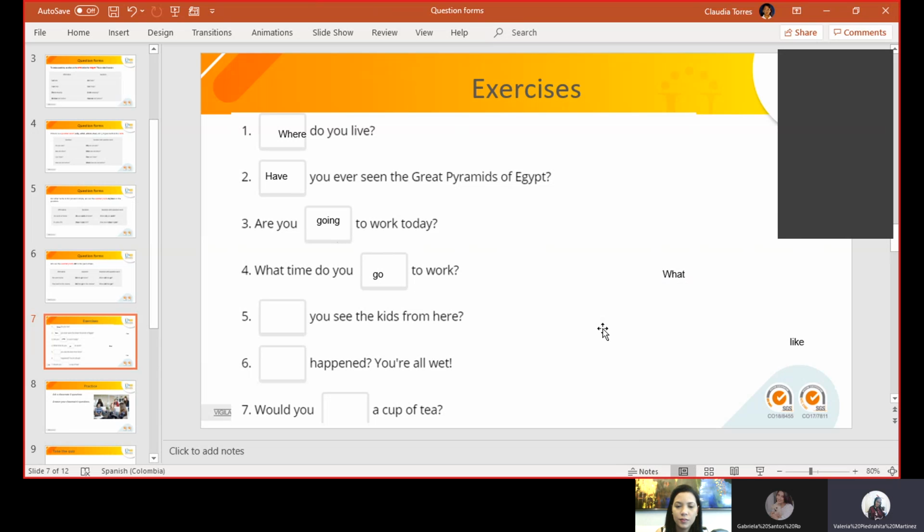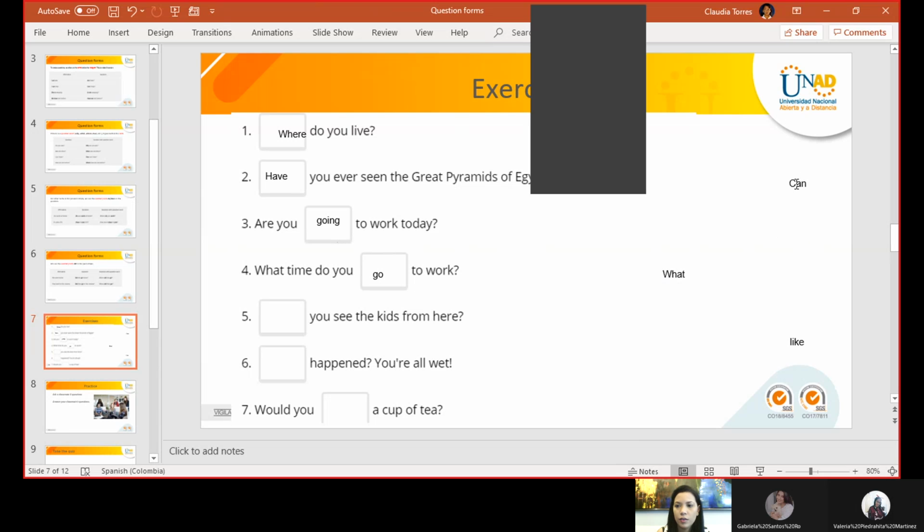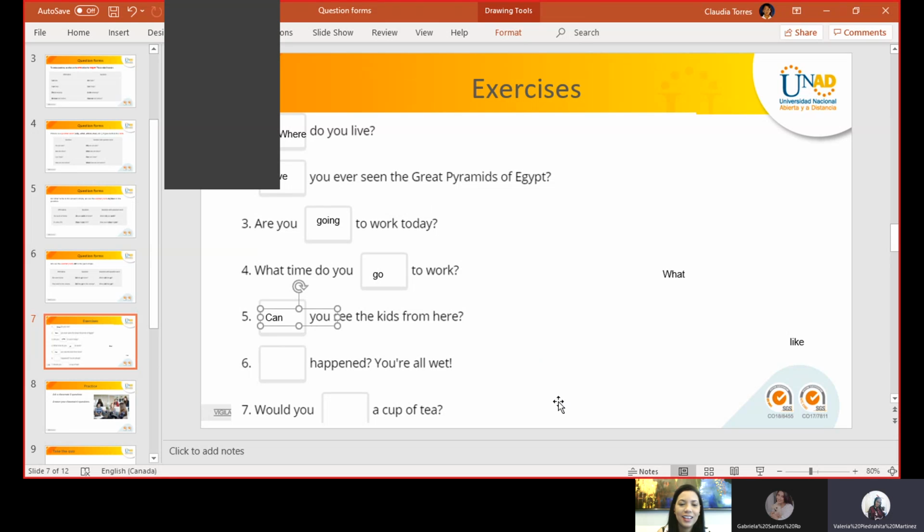You see the kids from here? Okay, so now I could. Es que no lo había visto. Oh, sorry. It was hidden. Yeah. So can you see the kids from here? Yeah. Okay, Gabriela, number 6, and Valeria, number 7.